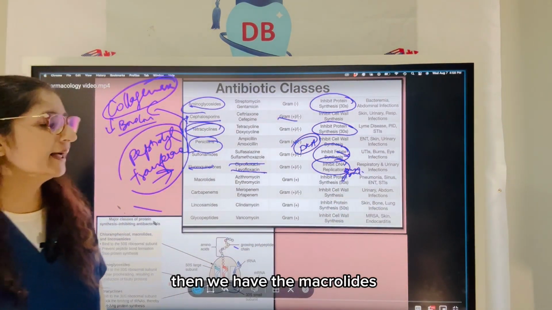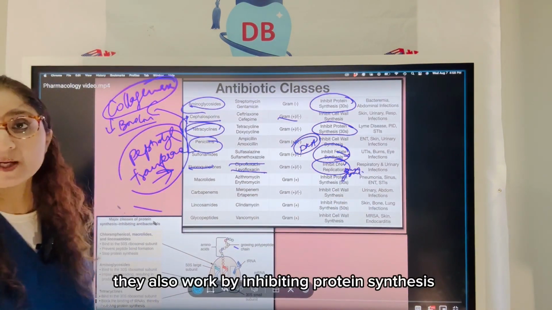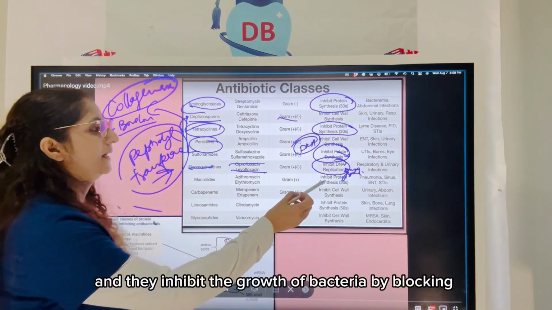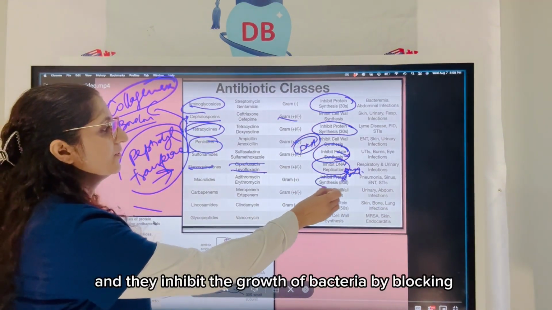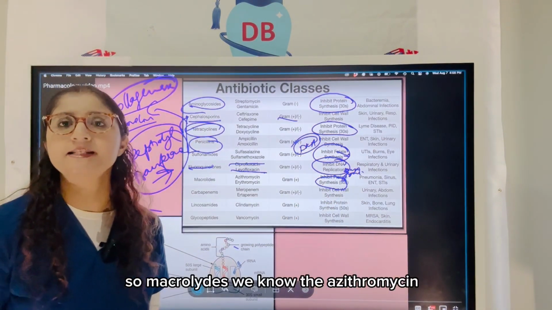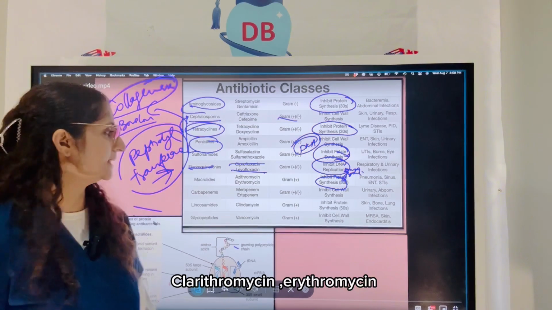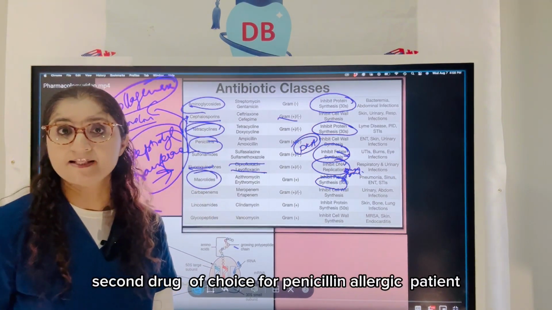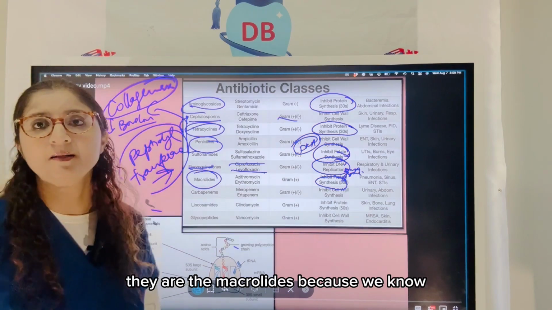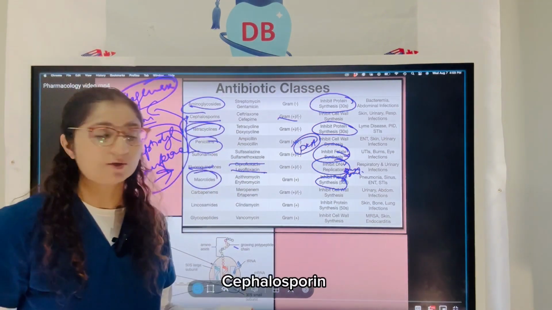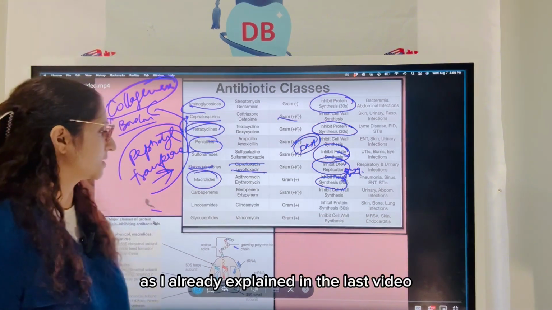Then we have the macrolides. Macrolides also work by inhibiting protein synthesis in the bacteria. They are bacteriostatic, and they inhibit the growth of bacteria by blocking the 50S ribosome. Among macrolides we know azithromycin, clarithromycin and erythromycin, which are the second drug of choice for penicillin allergic patients, because we know the first drug of choice for penicillin allergic patients is going to be cephalosporin, as I already explained in the last video.